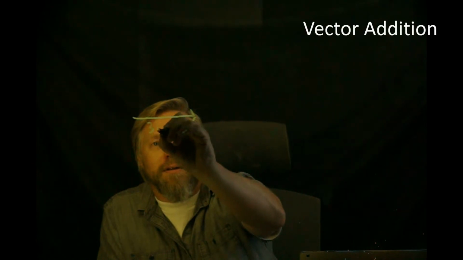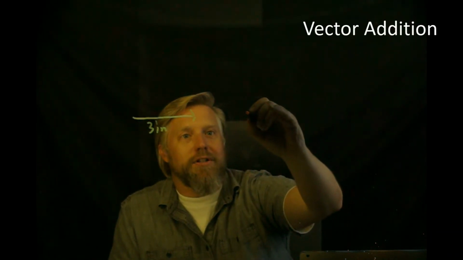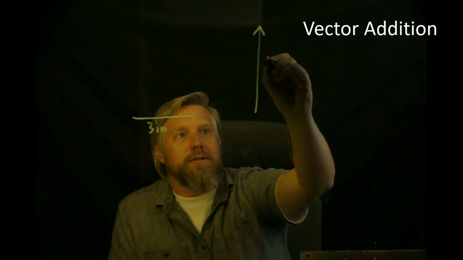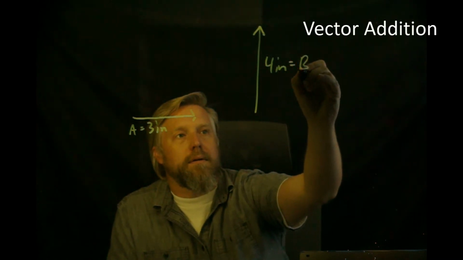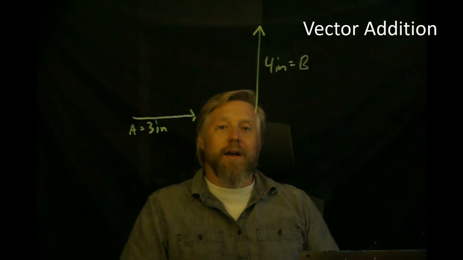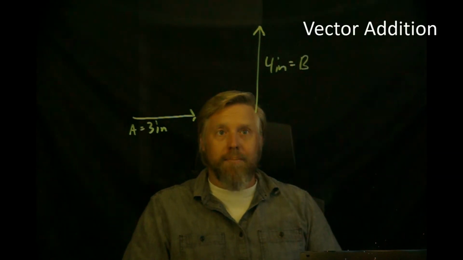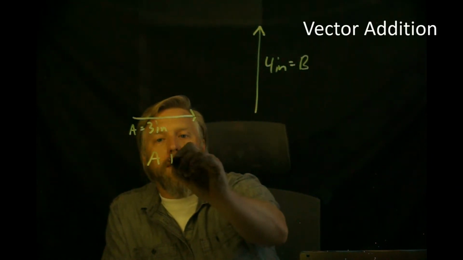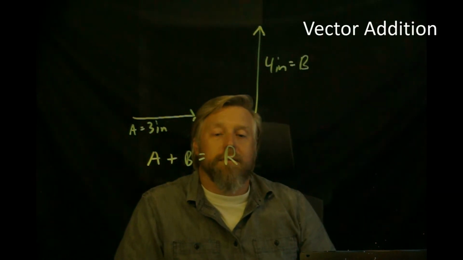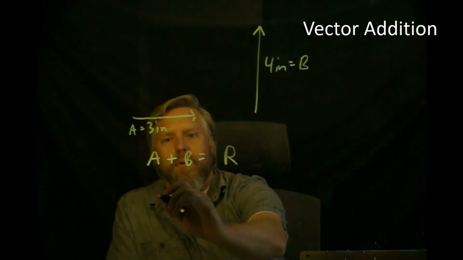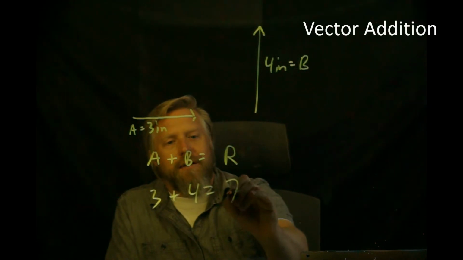All right, let's get into some vector algebra operations. First, vector addition. I'm going to start off by defining 2 vectors. Vector A is going to be 3 inches. Vector B is going to be 4 inches. And they're going to be in the directions shown. This is A. This is B. Okay, now I want to find the sum of A plus B. A plus B equals R. R is going to stand for resultant. Oh, it's easy, right? 3 plus 4 equals 7, right?